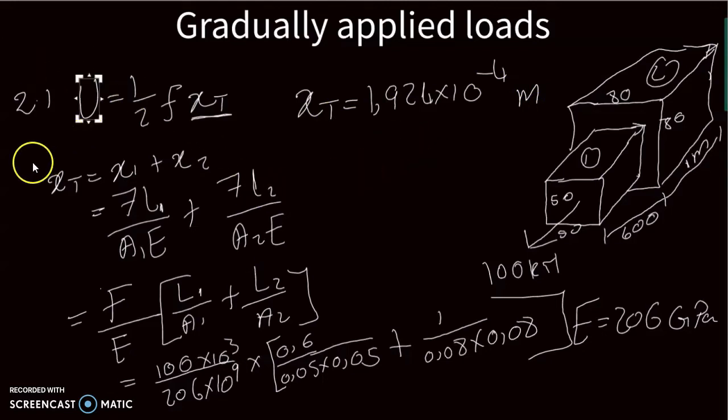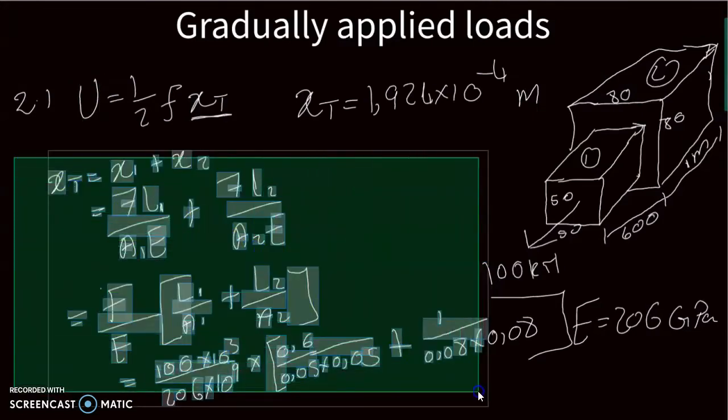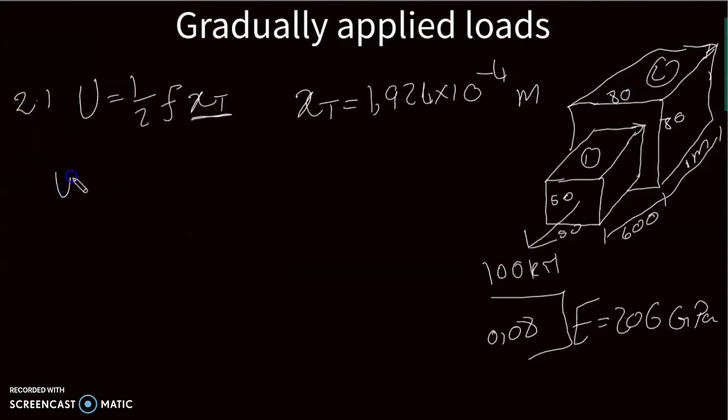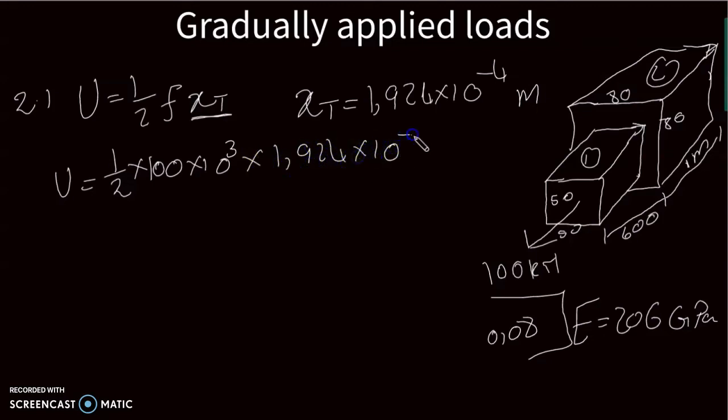And then from there, it's then that we can now use the formula to calculate the total strain energy, which will be half times the force, which is 100 times 10 to the power 3, times the total change in length, which is 1.924 times 10 to the power negative 4. And that will give us a total strain energy of 9.62 joules.